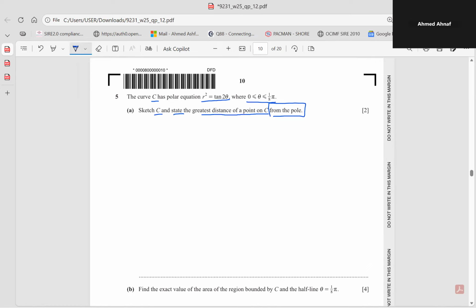Okay, so to sketch any polar curve, you start off by drawing the initial line theta equals 0, which is equivalent to the x-axis.